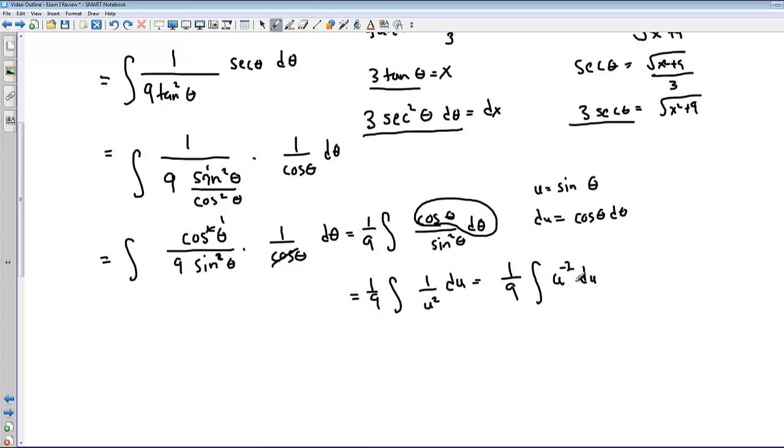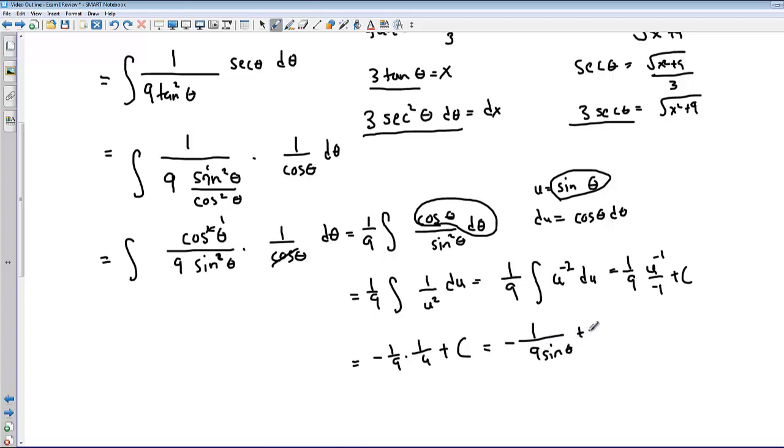So it's just a power of u. So the idea is you're simply going to add 1. So I have 1/9. I'm going to add 1 to it. So u, -2 plus 1 is -1, divided by -1, plus c. And so this is going to be equal to -1/9 times 1 over u plus c. Now I can't leave it like that. I have to plug in for my u. So remember, your u is sine of theta. So this is equal to negative 1 over 9 times sine of theta plus c.